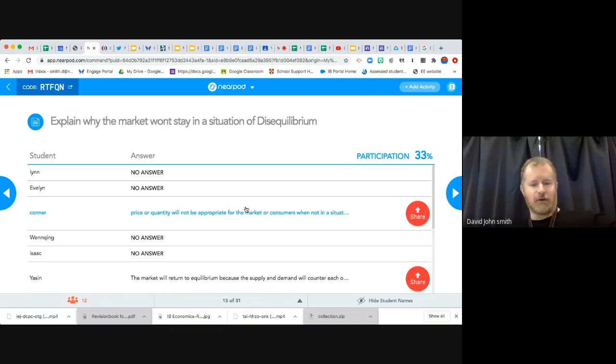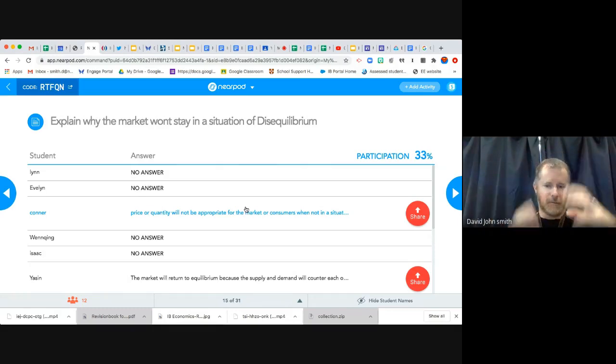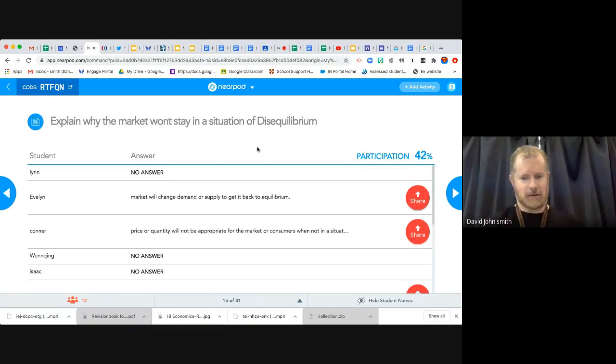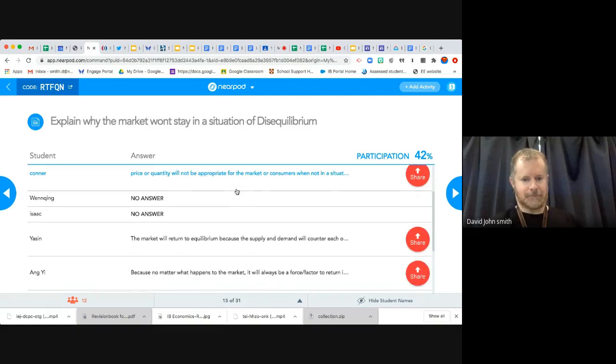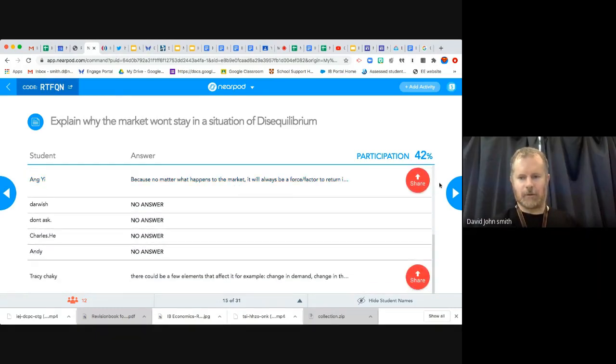In both of those situations, you end up moving all by itself back to a situation of equilibrium. So a market will not stay in a state of disequilibrium unless it's forced to, and that's something that we're going to come to later. All right, we'll move on.